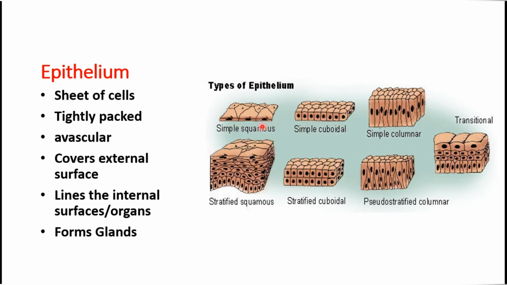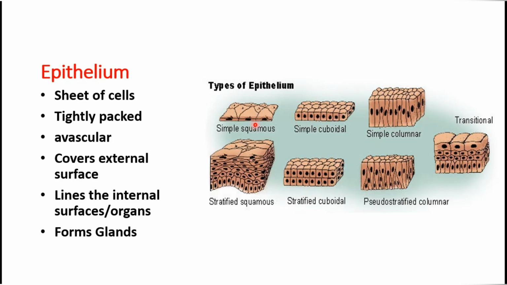Another fact about epithelium is that it's an avascular tissue. By the word avascular we mean that epithelium does not have its own blood supply. We cannot see any blood vessels running between the adjacent epithelial cells, and for its nourishment epithelium is totally dependent on the underlying connective tissue.